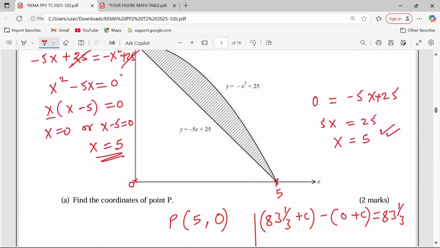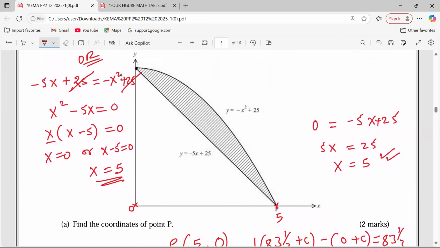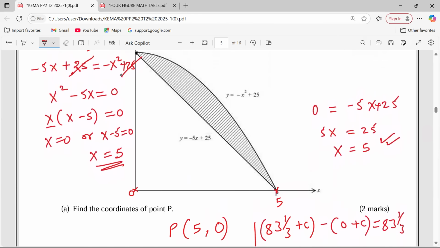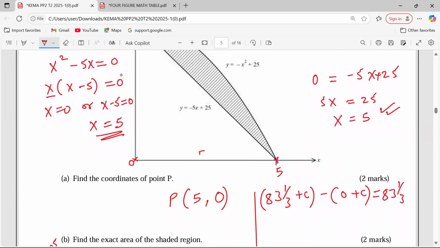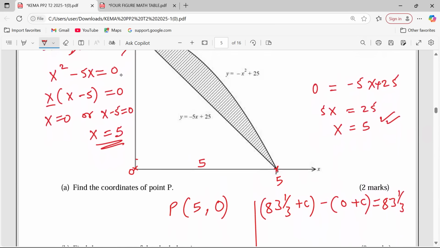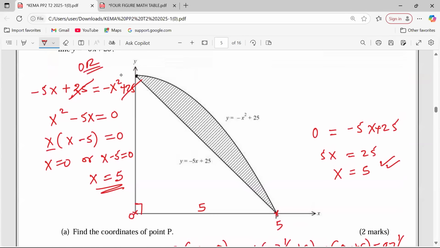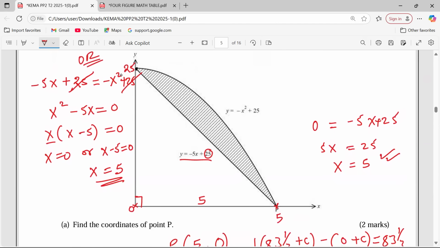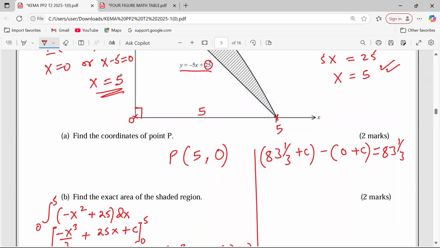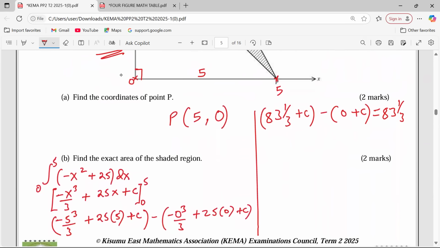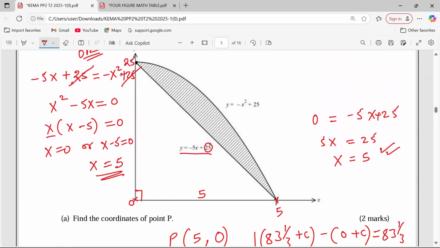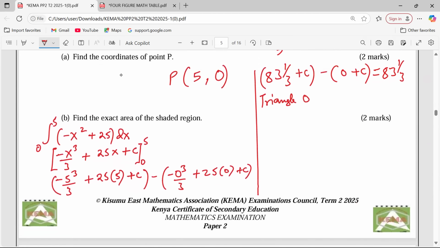Now with that, we can also talk about the area which is here. These are 5 units. This is a straight line, so we can treat it as a hypotenuse. And now vertically upwards, this curve is going to cut the y-axis at 25. Yeah, at 25 there. Therefore, from 0 to 25. So now we can talk about the triangle, which is unshaded. Triangle O. This point can be called Q, OQP, or OPQ.